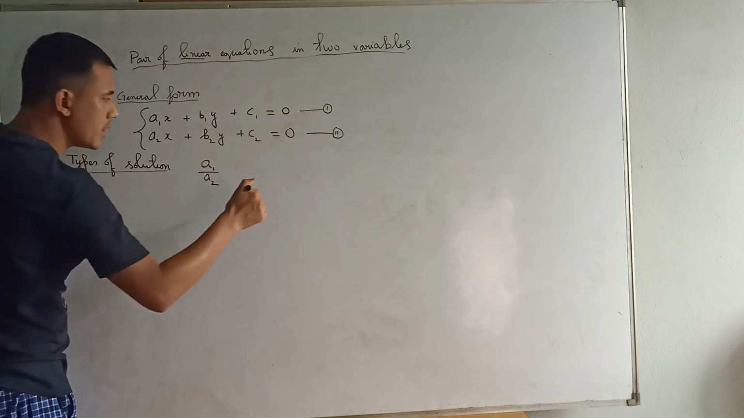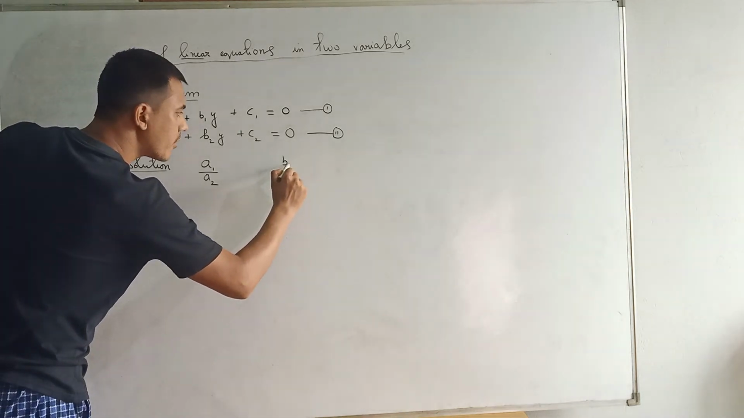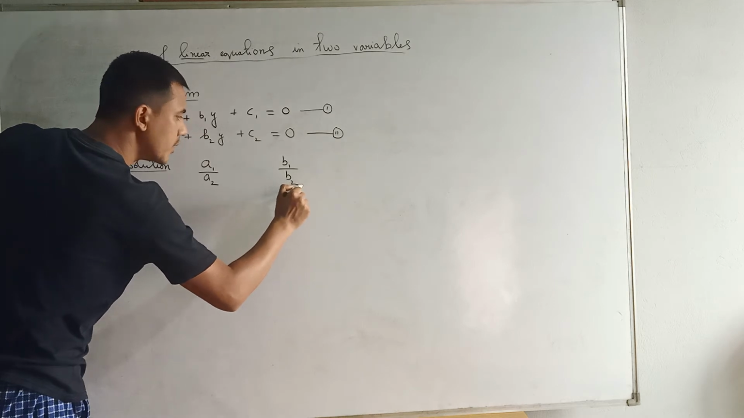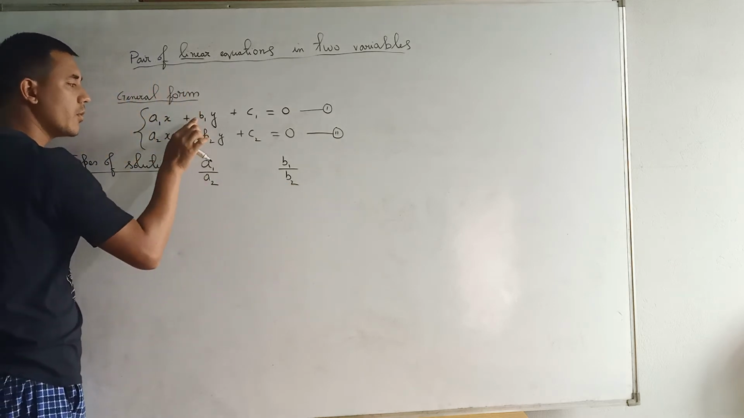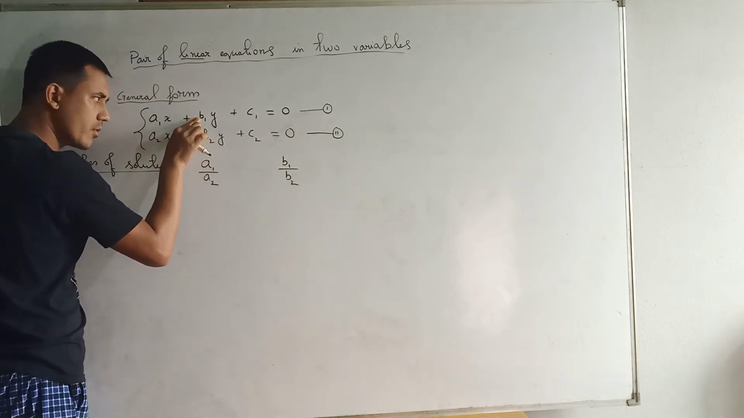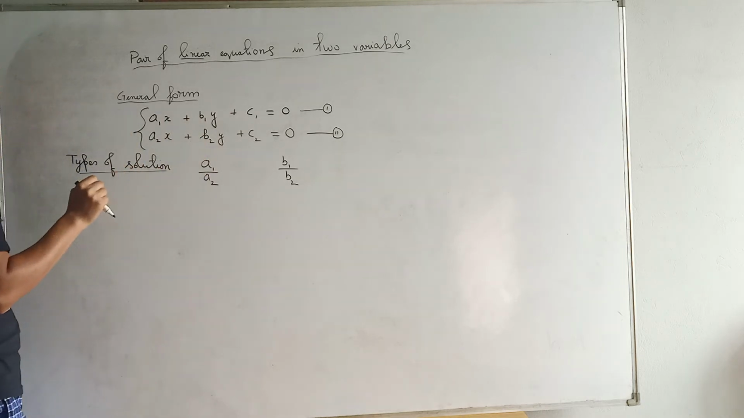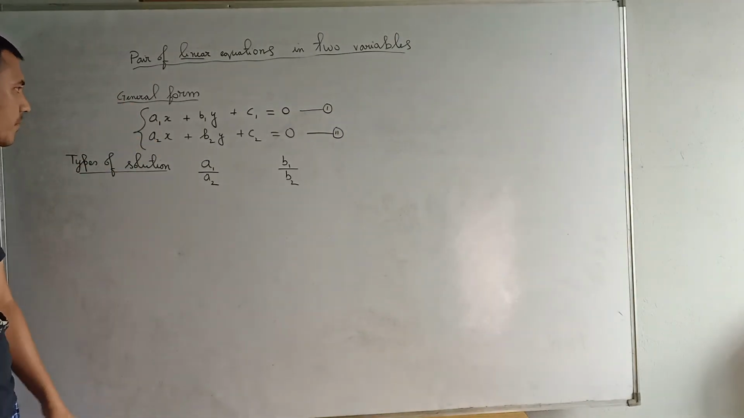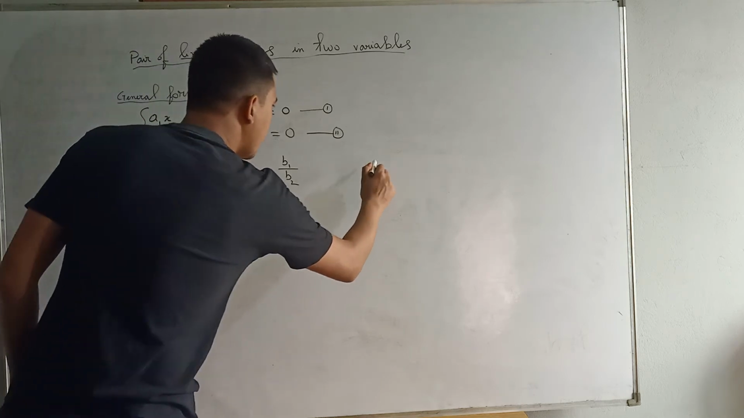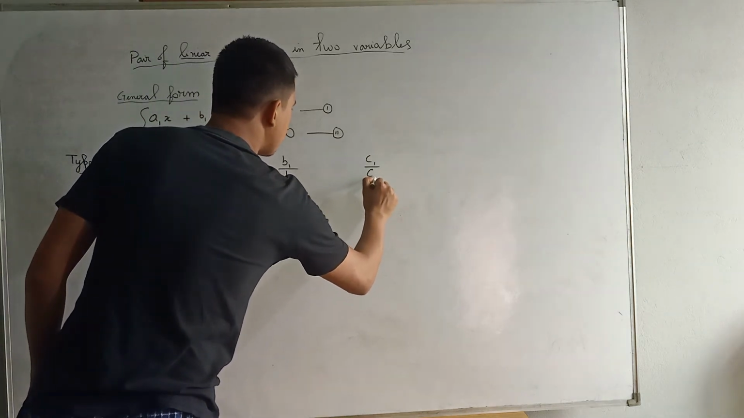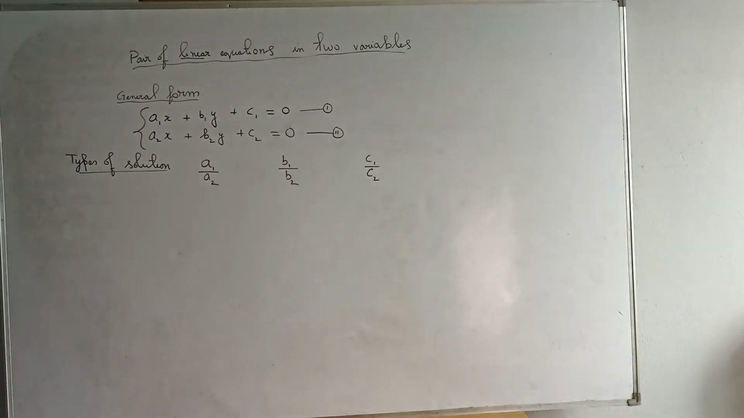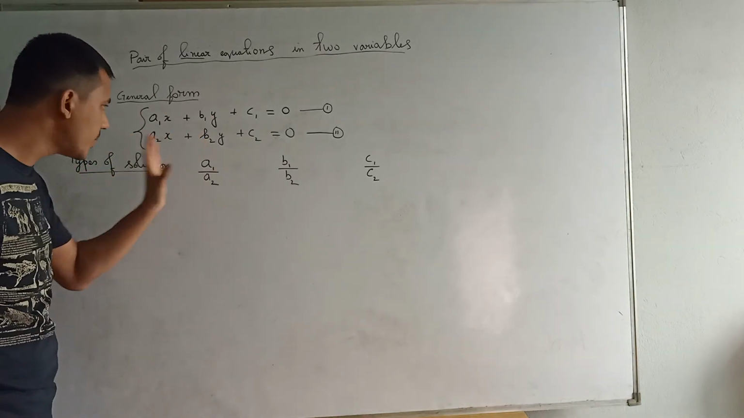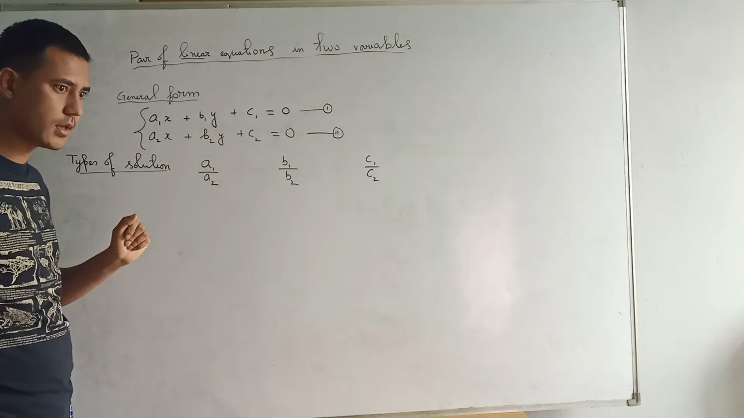Okay? You also need to find out the ratio of B1 and B2. B1 is the coefficient of y in the first equation, B2 is the coefficient of y in the second equation. So you need to find out the ratio. And you need to find out the ratio of the constant term, C1 upon C2. Alright? You have to bring it in the simplest form.